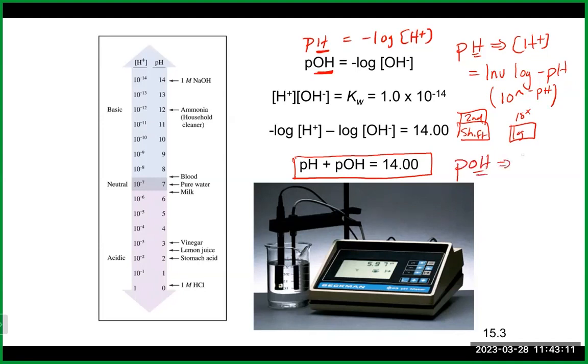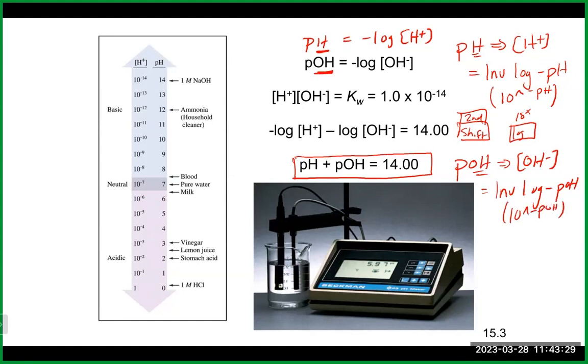You could also, if you have the pOH, get the OH minus concentration from it. It's the exact same calculation. It is the inverse log of the minus pOH. And once again, that most likely will look like a 10 and a caret pOH on there.